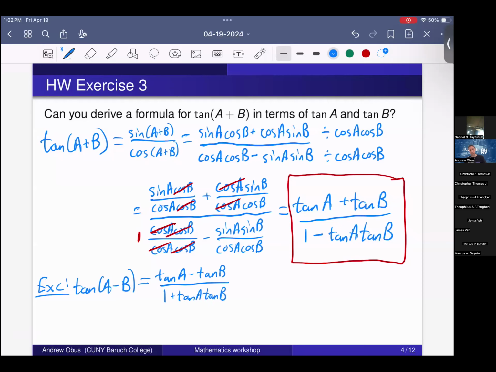So this is an exercise, but you can get the subtraction formula also. Either you can do it exactly the same way, or you can take this formula and substitute minus b for b and realize that tangent is an odd function. So anytime you see tangent of minus b, that's the same thing as minus tangent of b.